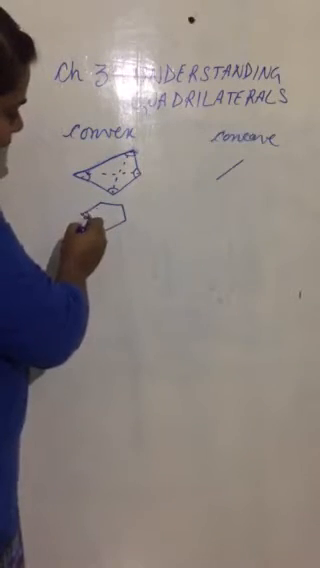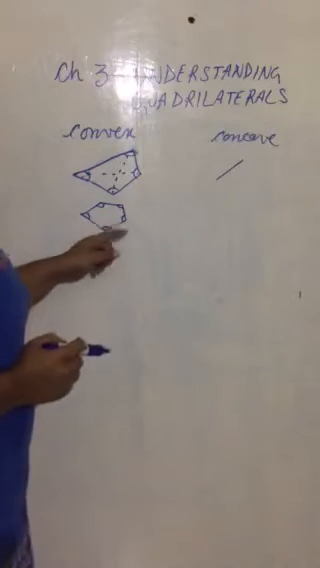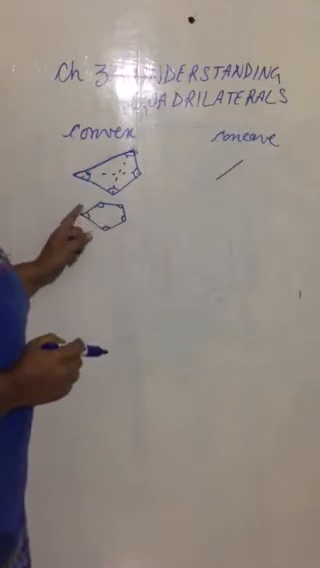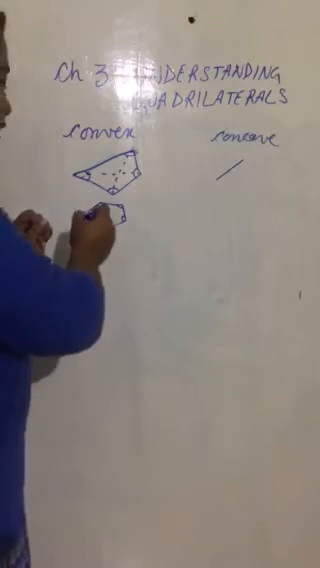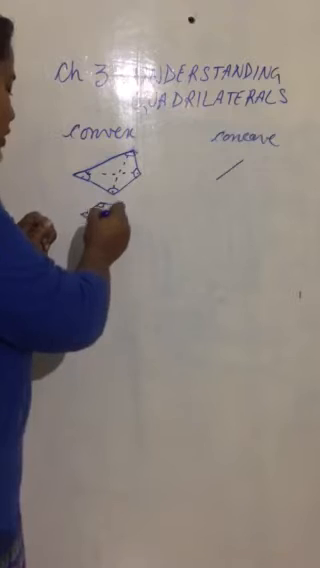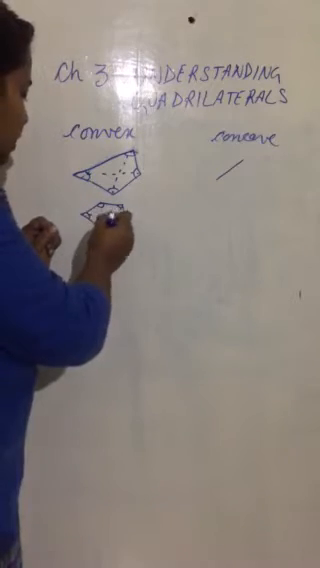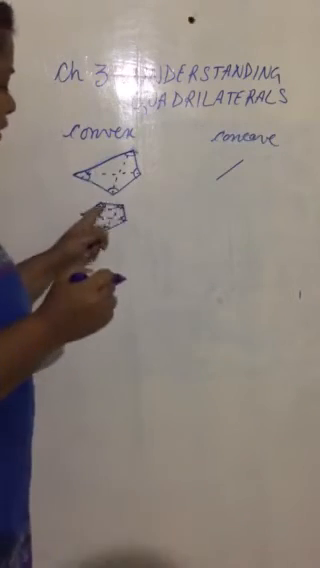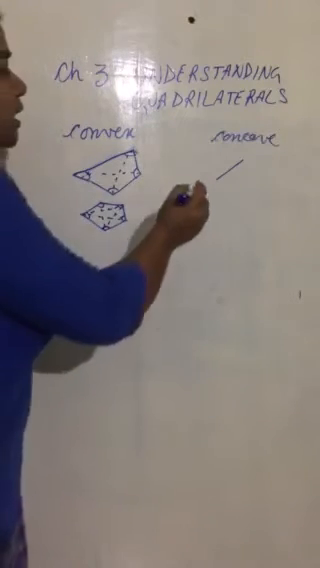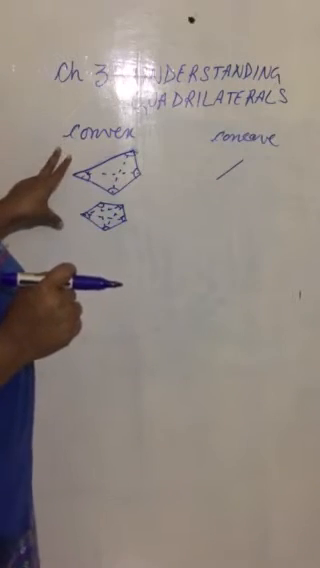Here you see the angles. Look at the angles. All the angles you see are less than 180 degrees, right? And the diagonals, if I draw, you know how to draw the diagonals, isn't it? We have discussed it already in our previous topic. All the diagonals are lying inside. Now, how do we describe a convex polygon?